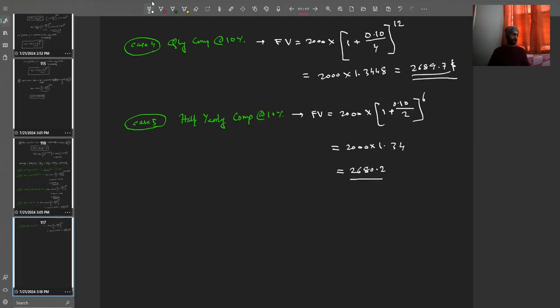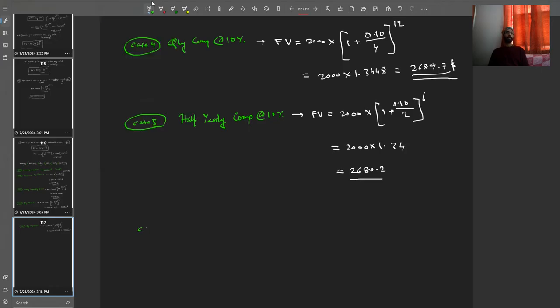So we are seeing as the periodicity is decreasing, the future value is also going down. So if the periodicity is continuous, the value is highest. If it is daily, it comes down a little bit. If it is monthly, it comes down further. If it is quarterly, it even comes down further. Then half yearly, again, little more reduction. Now let's see what happens if we do just pure annual compounding, no periodicity.